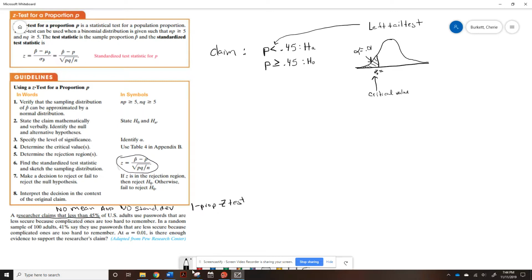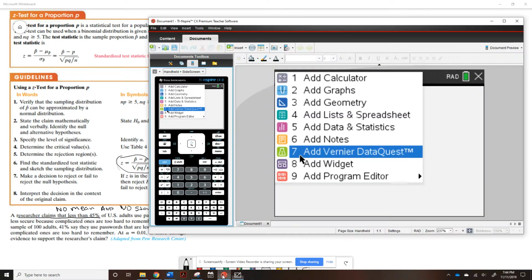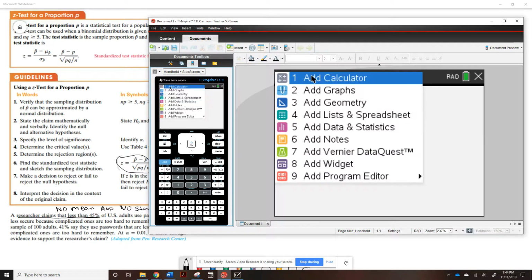So how do we do that? You've got one of two choices. You can go to your Z table, or you can use your calculator. I don't have my Z table up right now because I did not do a good job of setting everything up, but I do have my calculator. So I'm going to go to my calculator. And I need just a regular calculator page.